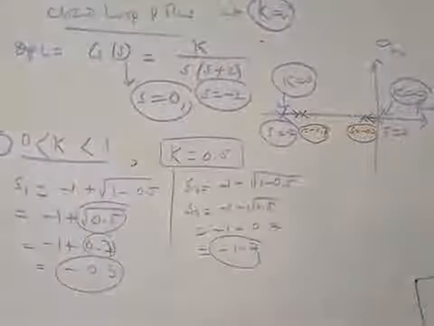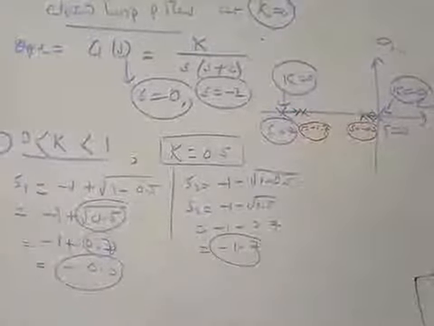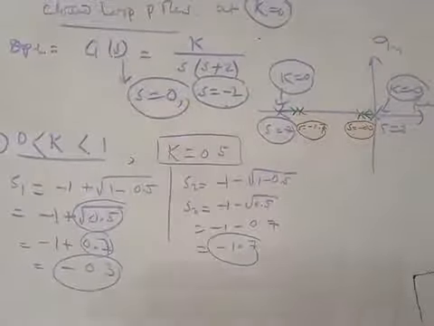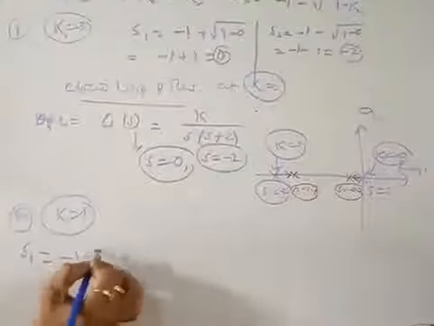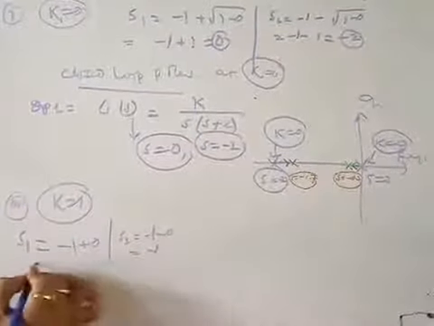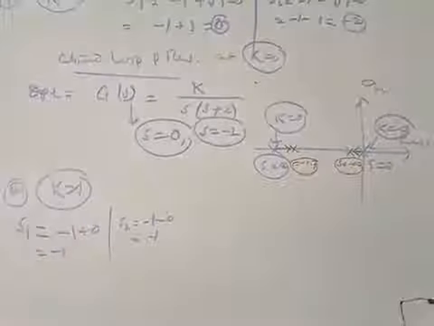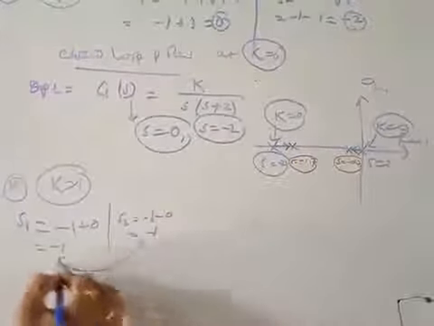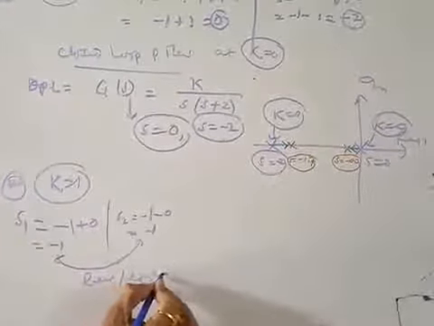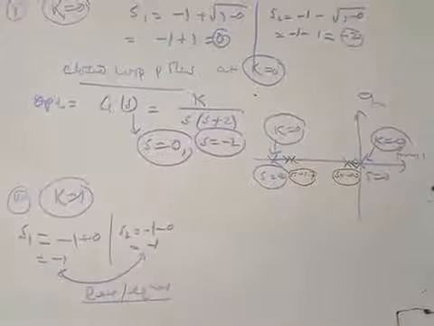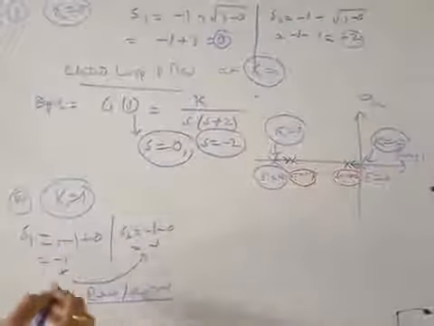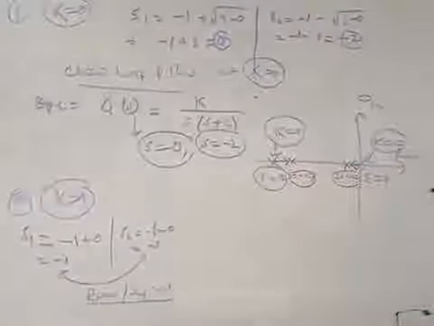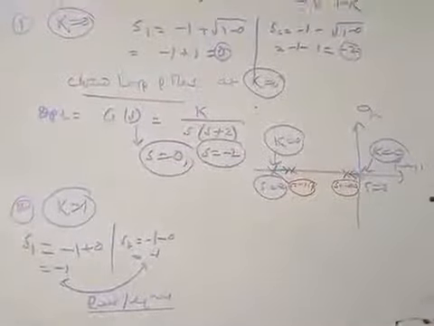Now the next case, we will consider the value of K equal to say 1, slightly increasing the value of K again. So case 3, we consider K equal to 1. Then what is the value of S1? Put the value: this is minus 1 plus 0, and S2 is equal to minus 1 minus 0, that is minus 1. So you get two pole locations where only real values are present. These are real and equal. Can you remember the criteria when the two poles of a closed loop system are real and equal? Well, that I will discuss, no problem. So these two pole locations of the closed loop system are at minus 1.